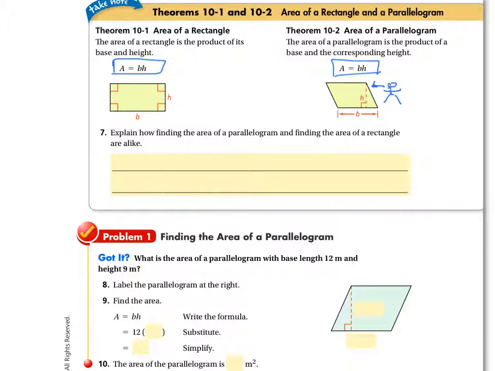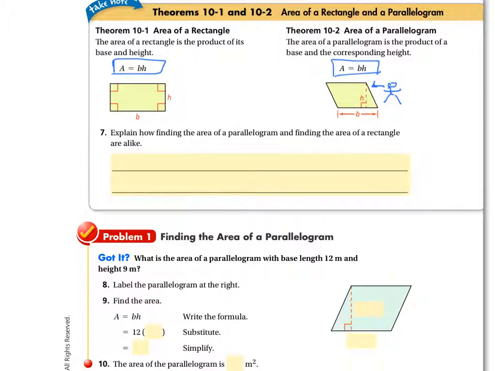All right, so explain how finding the area of a parallelogram and finding the area of a rectangle are alike. What would you say, based upon what we just looked at? What's exactly the same? But why? What's exactly the same about both of them? What is exactly the same about this and this? What do they have in common? Space inside. Okay, yes, but what's the same about them? They're both rectangles. Their bases are both the same, right? And their heights are both the same.